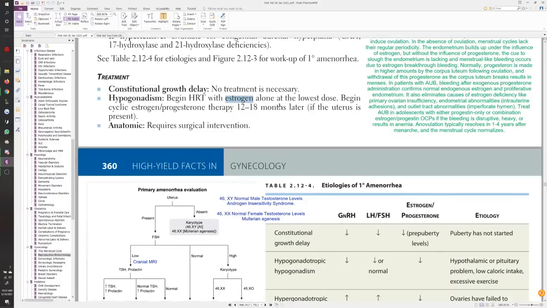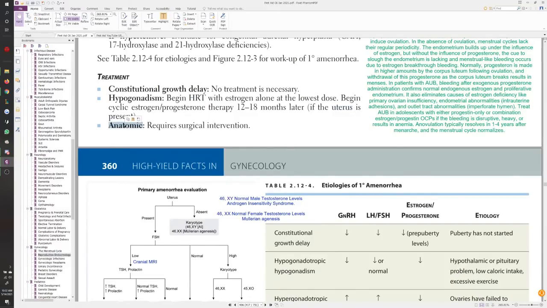So something like that. Begin cyclic estrogen and progesterone therapy 12 to 18 months later if the uterus is present, because again, if the uterus is there, we've always said this, if the uterus is there, you need to give both estrogen and progesterone. Otherwise, estrogen alone is just going to cause endometrial thickening, which is endlessly going to thicken, and then there's going to be endometrial cancer risk.